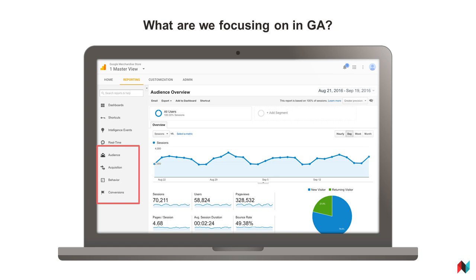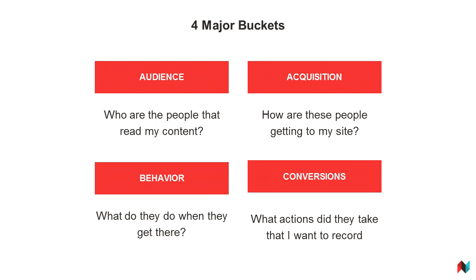Essentially what we're focusing on here in GA is four main buckets. When you see the login to the GA screen, what you see highlighted here in the red box are the areas that we're going to be covering. Just to give you a very quick walkthrough for anyone who's not familiar with them, the four major buckets in GA for looking at traffic are audience, acquisition, behavior, and conversions.